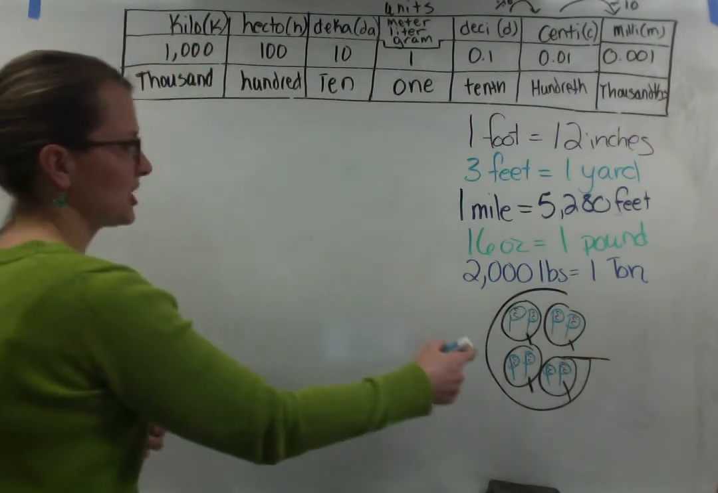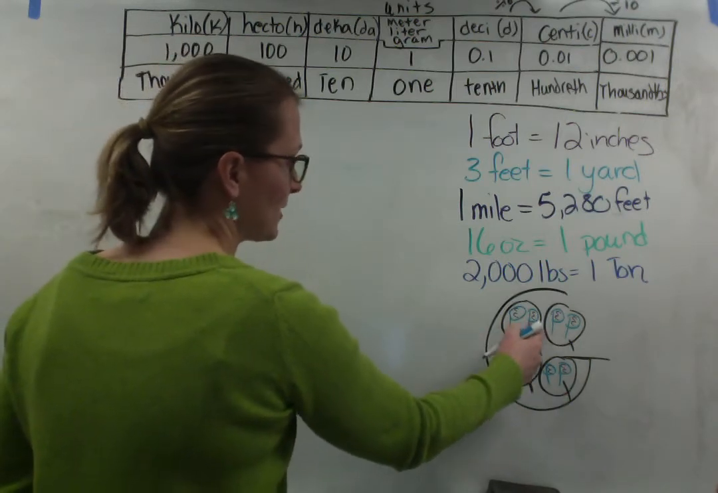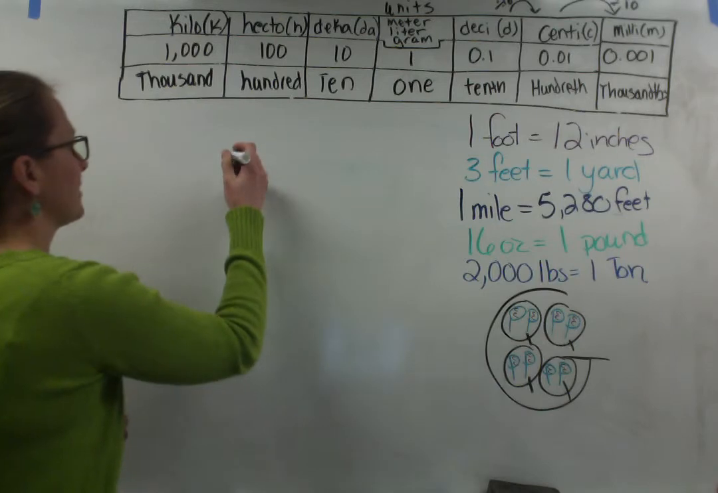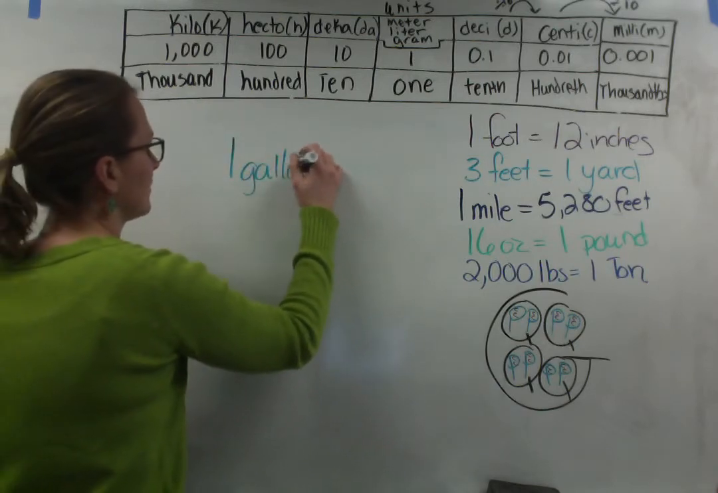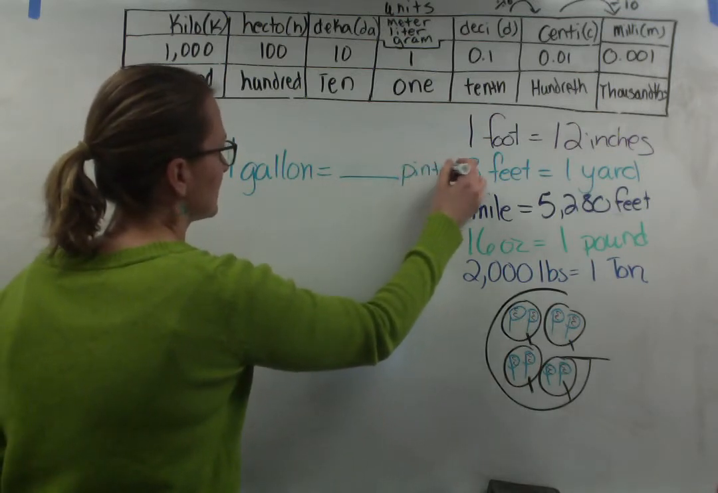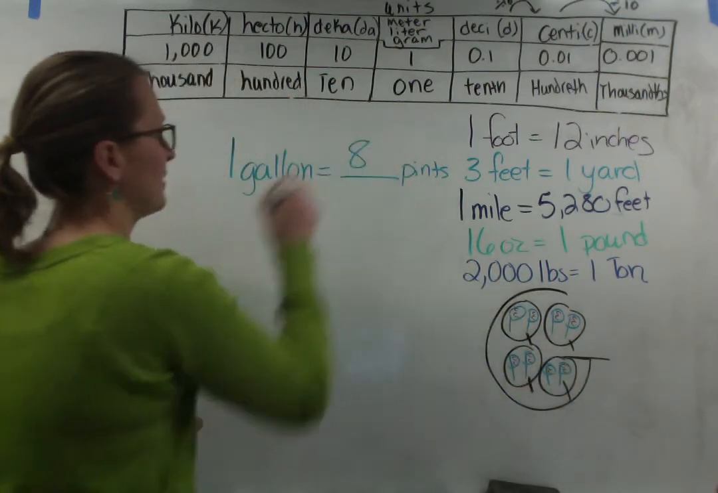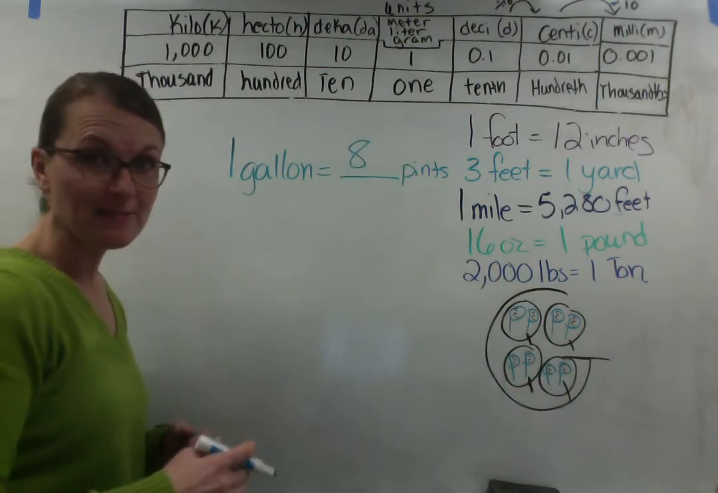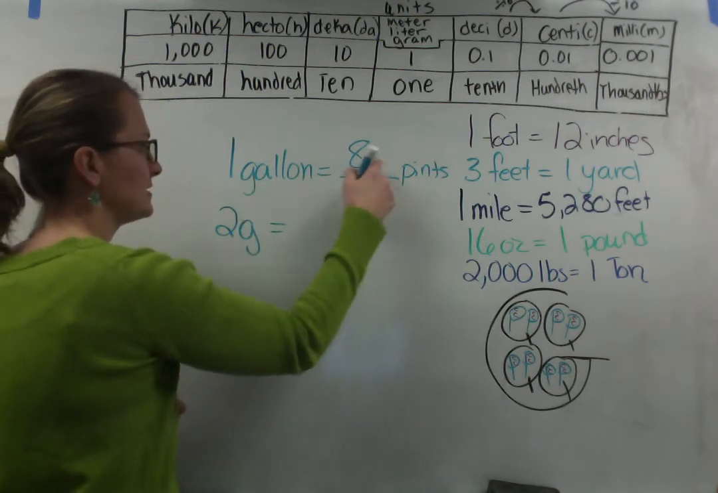So if somebody asked me how many pints were in a gallon, so they want to ask me 1 gallon equals how many pints, right? I would just go 1, 2, 3, 4, 5, 6, 7, 8 equals 8 pints, which would then mean that 2 gallons would equal double that amount.